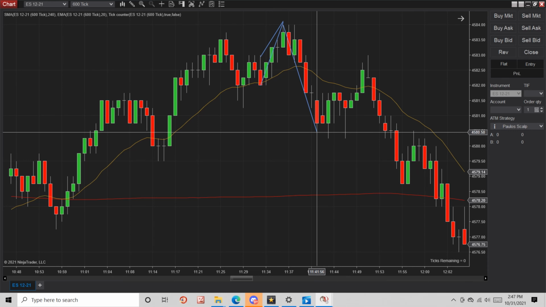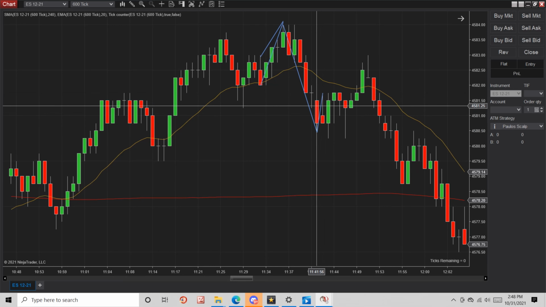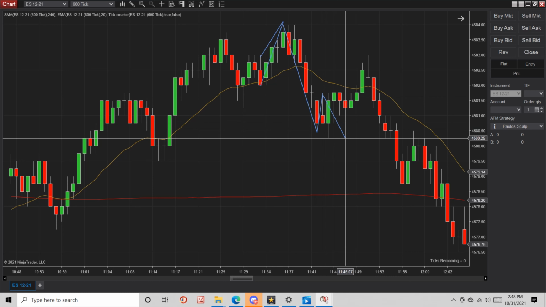Remember, this is a basic two-legged pullback, okay? Our second leg would be here. This is the end of our first pullback. This would be our second leg. Our third leg, or second pullback, would be a move all the way down here.